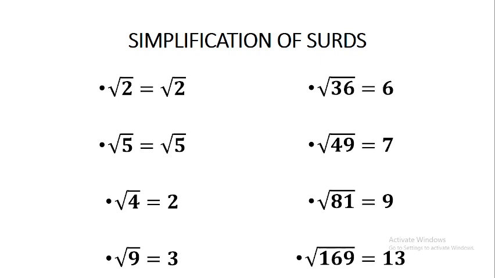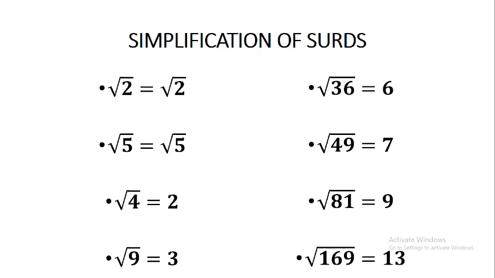Root 11, then root 13, root 15, root 17, root 19, then root 21, and so on. There are some roots that you cannot simplify further. Those are the ones I've listed for you right now. They are already in their simplest form. An example is root 2, root 5. But there are some roots that are perfect squares. You can simplify them further. There are some roots that are perfect squares that you can simplify further. 4 is a perfect square.